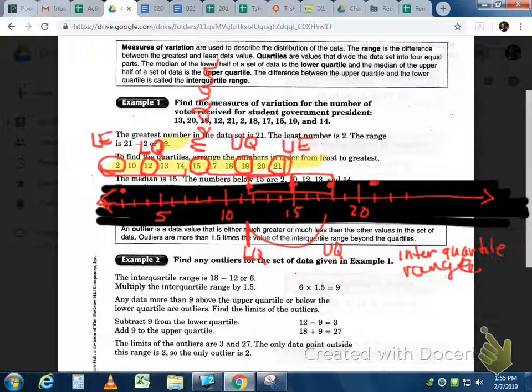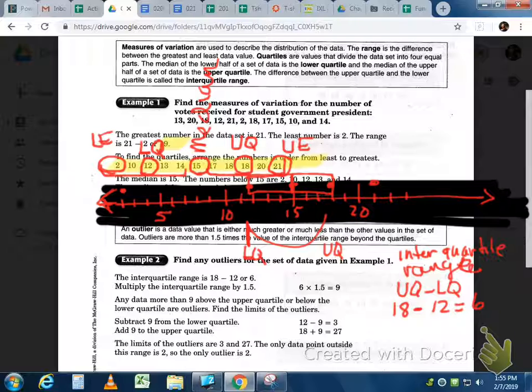How did you find the regular range? What did we do? Liam? You subtracted the largest number from the smallest. Largest minus the smallest. Well, interquartile range is upper quartile minus lower quartile. That's how long the box is. So for our numbers, it's 18 minus 12. What's my interquartile range? 6.